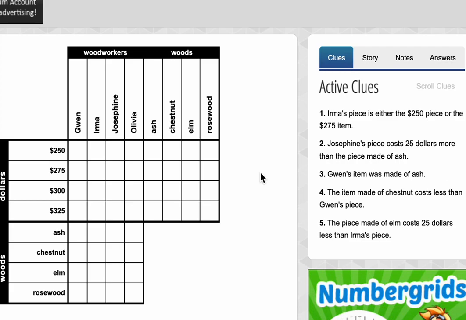I remember you finish a test, you have nothing else to work on. Teacher's like, here, do a puzzle or something. That's kind of how it was.